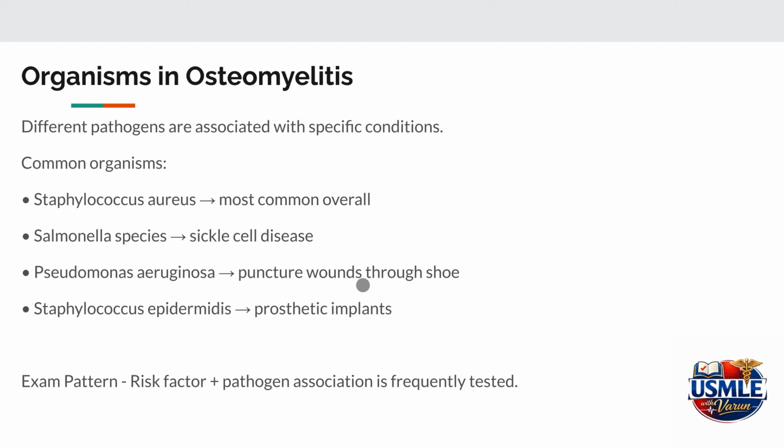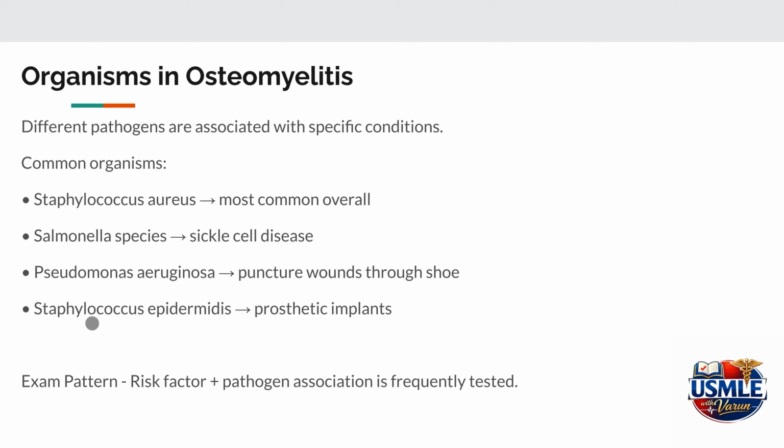Puncture wounds through athletic shoes, through just direct contact with the ground, are often associated with Pseudomonas aeruginosa infections. Infections involving prosthetic joints or orthopedic implants are commonly caused by Staphylococcus epidermidis. So exams frequently test this association between a specific risk factor and the causative pathogen.